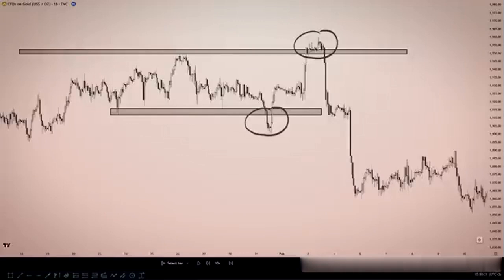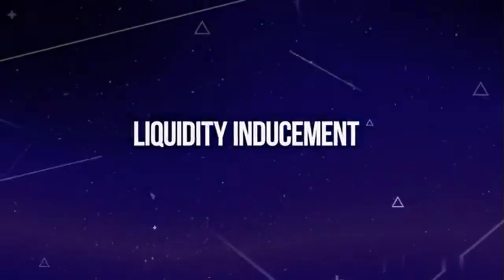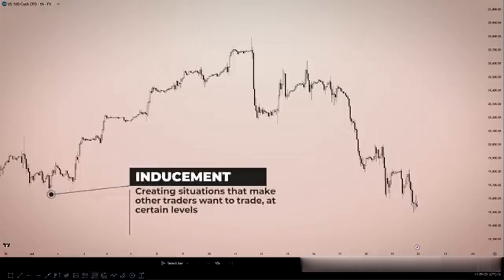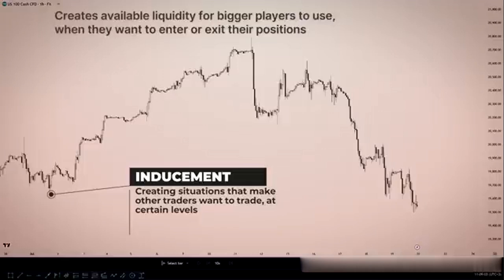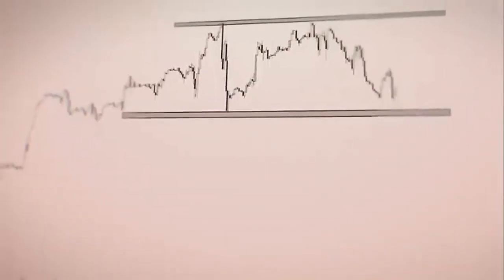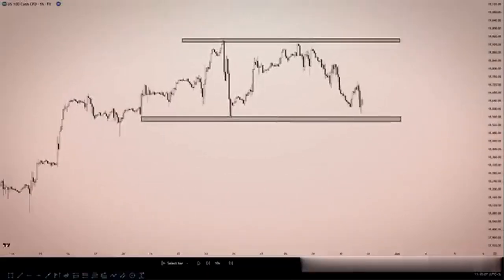Now, let's talk about liquidity inducement. Inducement is about creating situations that make other traders want to trade at certain levels. This creates available liquidity for bigger players to use when they want to enter or exit their positions. To understand this better, let's look at how the market is structured. When we look at charts, we see highs and lows. Above these highs, we assume there's buy-side liquidity, and below the lows, we assume there's sell-side liquidity.